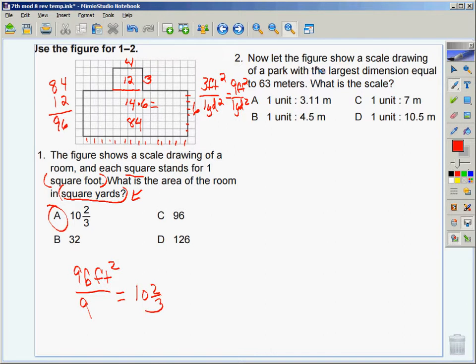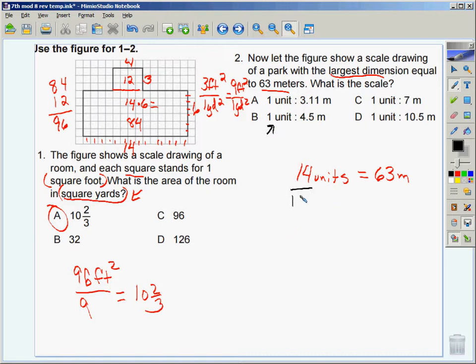It says, now let the figure show a scale drawing of the park with the largest dimension equal to 63 meters. The largest dimension here was 14 units. So if I take those 14 units and I let that be equal to my 63 meters, they want to know what 1 unit would be equal to.